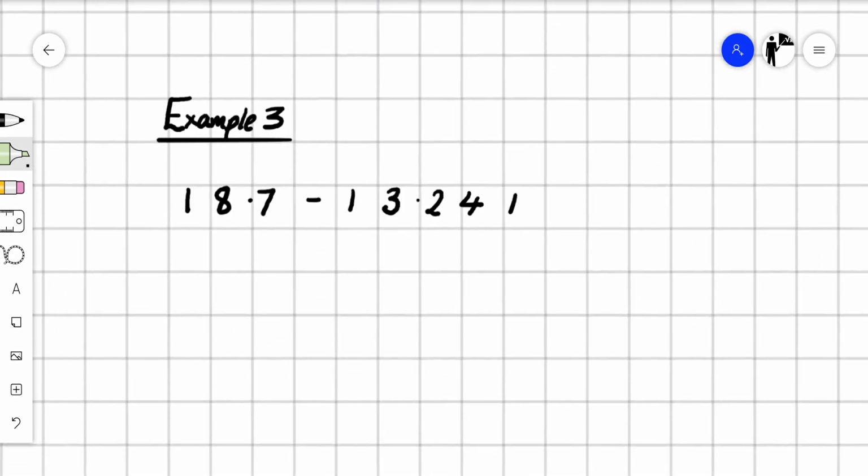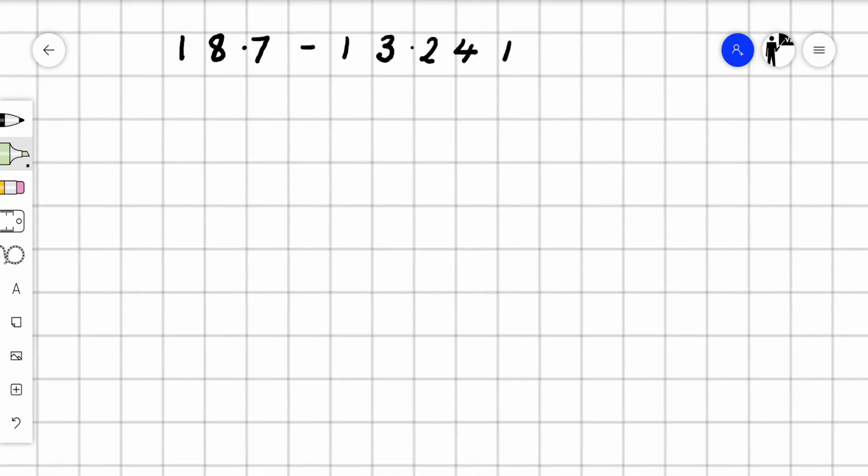Last one, example 3, we've got some subtraction. 18.7 take away 13.241. 18 take away 13 is 5, so I'm probably looking for an answer in the region of 5. Maybe not exactly 5, but somewhere close to it. Let's make sure our decimal points are lined up, so there we go. You should hopefully spot, oh no, we don't have the same number of decimal places. So what we can do is just make it happen, like so here.